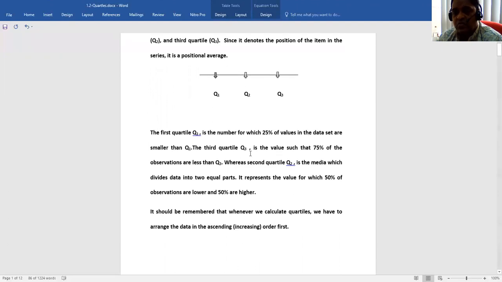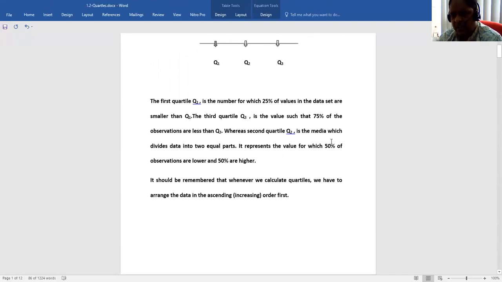What is quartile 2? Quartile 2 is the median. It divides the data into 2 equal parts. That is, 50% of the values are less than quartile 2, or 50% of the values are more than quartile 2. Similarly, for quartile 3, 75% of the values are less than quartile 3, or 25% of the values are more than quartile 3.